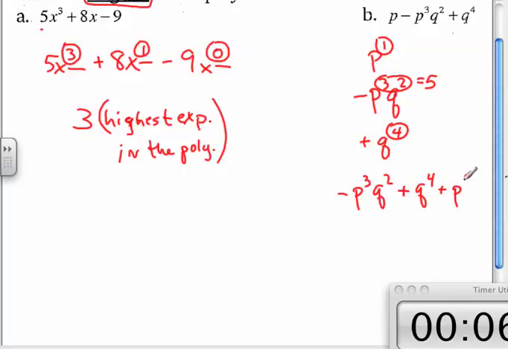Now let me ask you something. What is the degree of this entire polynomial? Austin? 5. It's the highest degree of all the terms. Okay, so this is a degree 5 polynomial. All right, guys. Well done. Let's look at the next example.